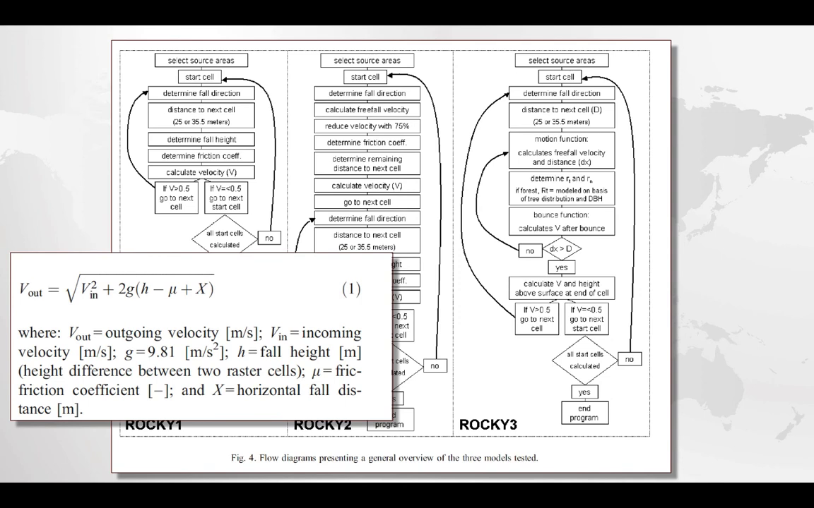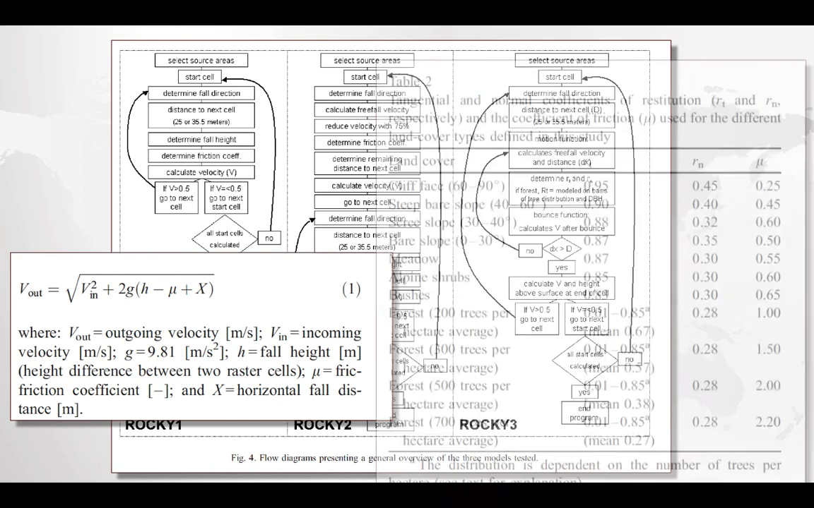And again, what drives these process-based models are fundamental equations. This is the fundamental equation in this particular model that has to do with velocity. The velocity of the rock that's going out of a cell is a function of the velocity going in, basically the slope and gravity within that pixel, and so on and so forth.